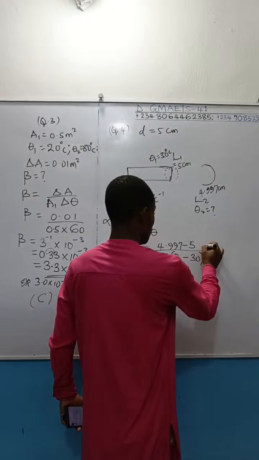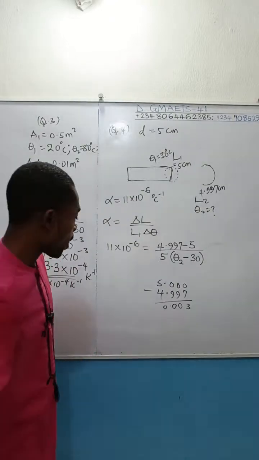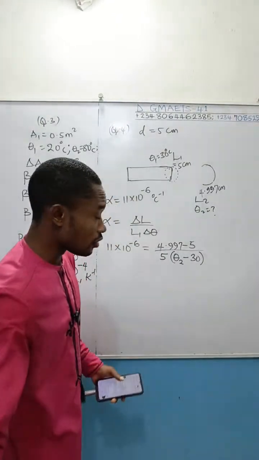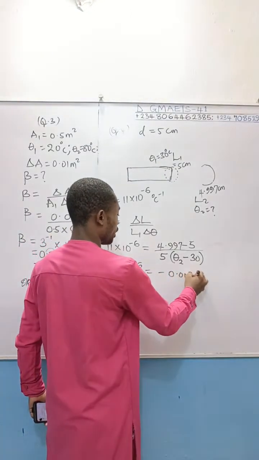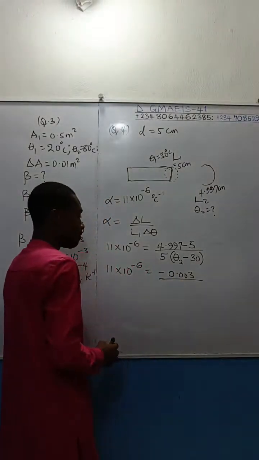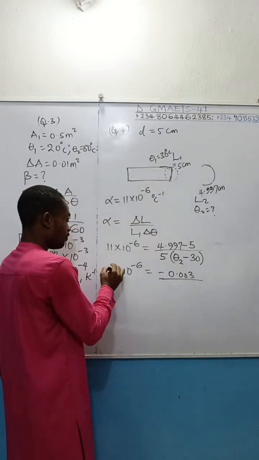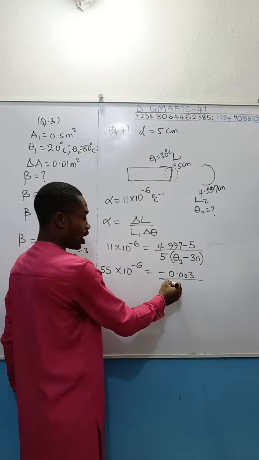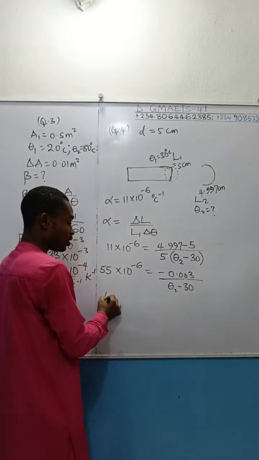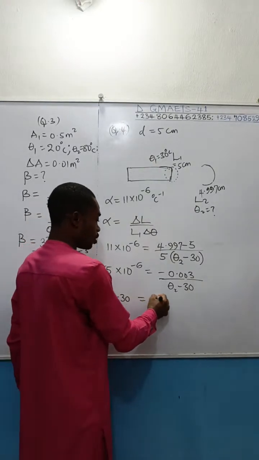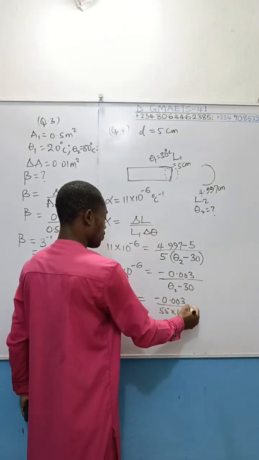All right. So this is equal to negative 0.003, then divided by this. This 5 can actually multiply this guy to give you 55. Taking this 5 to multiply this, we will now be left with theta 2 minus 30. If you cross multiply, your theta 2 minus 30 is going to be equal to minus 0.003 divided by 55 times 10 to the power of minus 6.